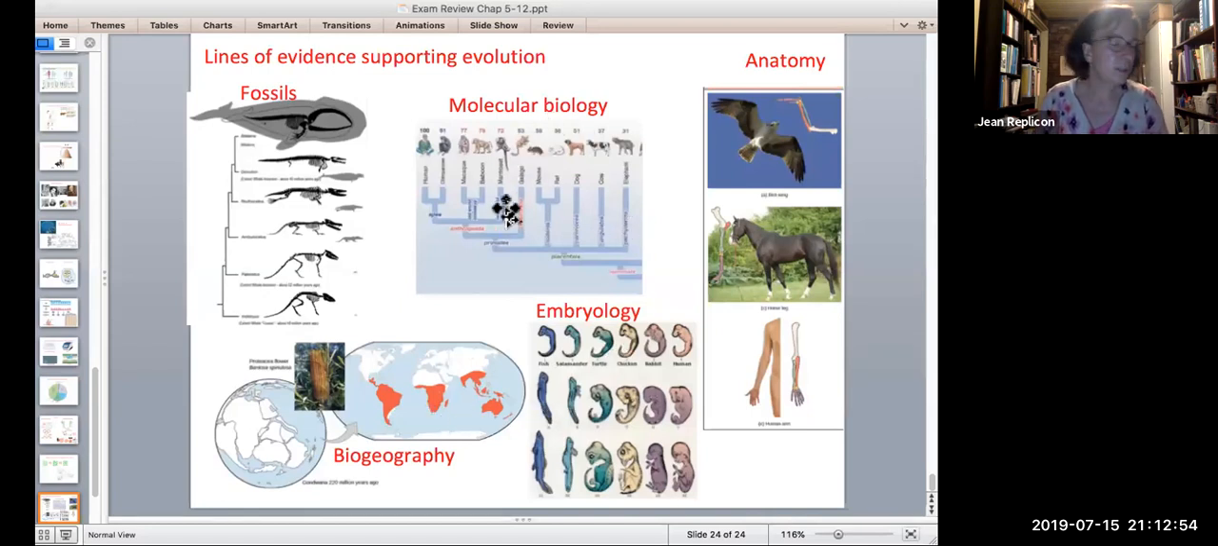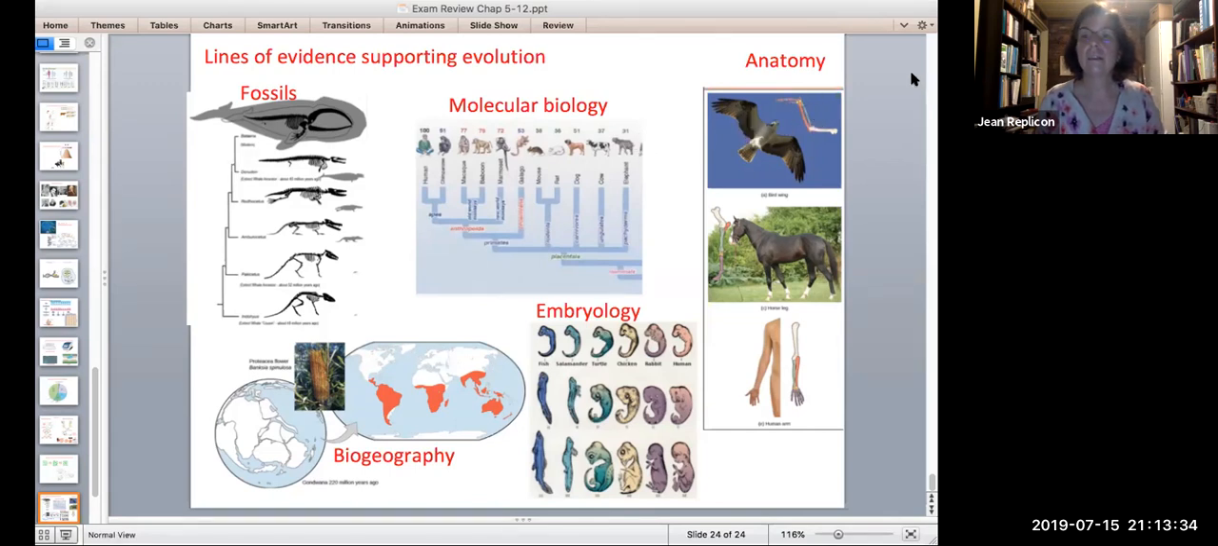The molecular biology evidence is the universality of the genetic code. All living things, I'll get to your questions in just a second, I do see them there, all living things share the genetic code. And in fact, organisms that are more related to each other share more of that code than organisms that are more distantly related to each other. And that's what you would expect if mutations are accumulating over time, that there would be more and more differences as organisms are less and less related to one another.